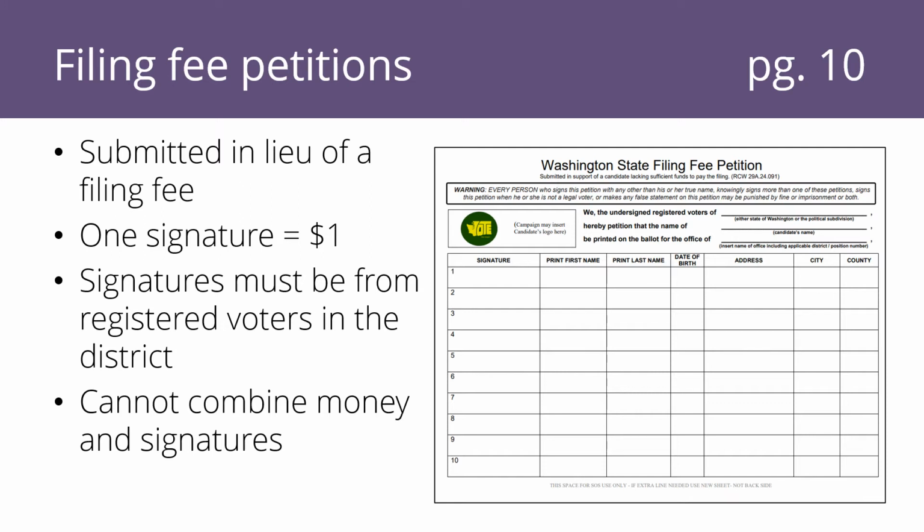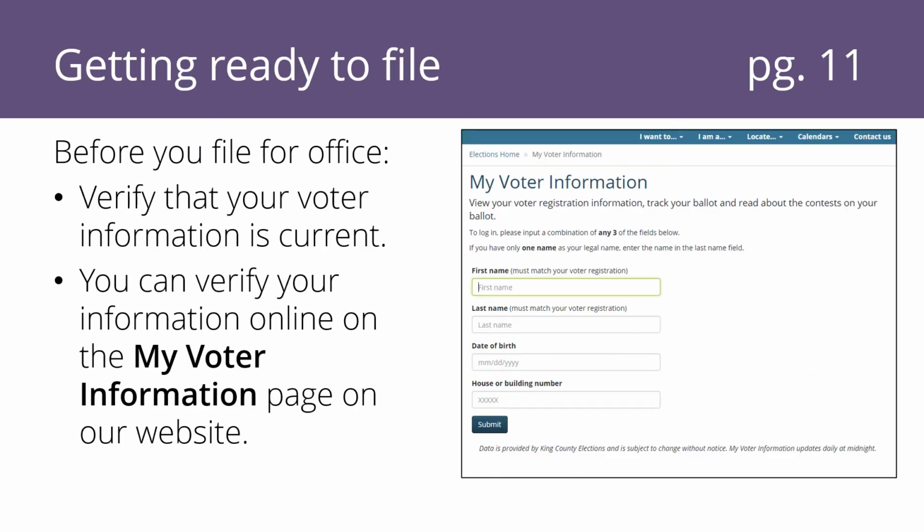We always recommend getting 25 to 30% more signatures than needed, as people move and their voter registration information might be out of date. Filing fees must be paid either with money or petition. You cannot combine them. Before filing, you'll want to verify that your voter information is up to date through our My Voter Information portal. Make sure that your first and last name, date of birth, and addresses are correct. Take note of exactly how your first and last name appears on your voter registration, as this will be needed later to log in to the candidate portal.